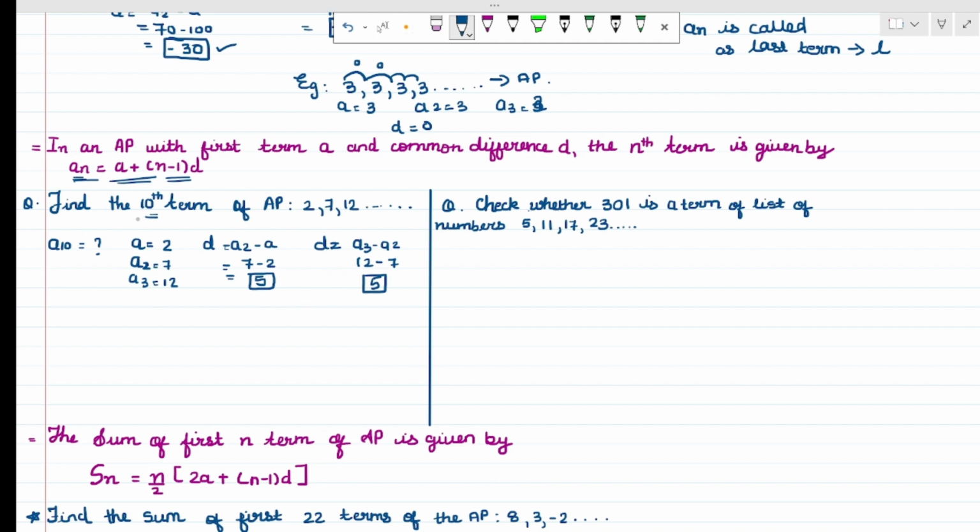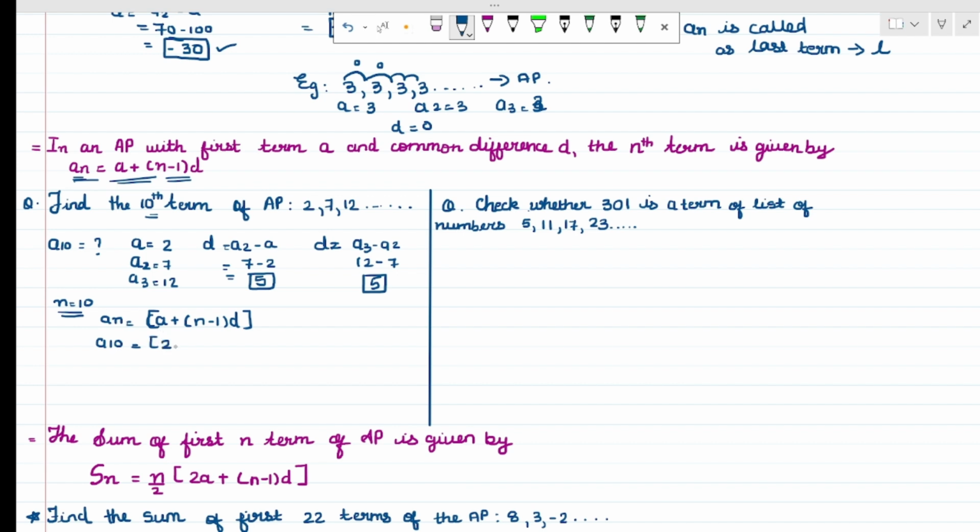They've asked for the 10th term. What will my formula become? In this case, my N becomes 10. They've asked for the nth term, the number of the term, so whichever term they have asked for becomes my N. So write down your formula: AN equals A plus (N minus 1) D. I need to find A10, so whenever I see N, I will write 10 there. What is my A?